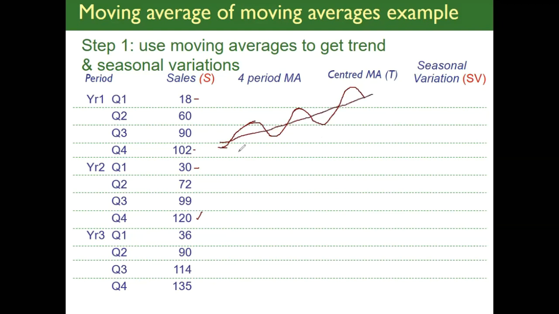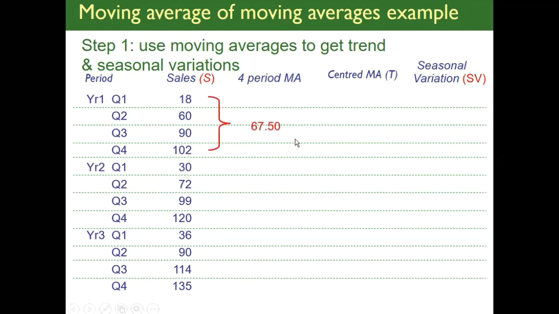But before we do that, we need to find our moving average of moving average. Since it is a 4-period moving average, you will take 1, 2, 3, 4, four quarters, and divide by 4, and you get 67.50. If you notice, it comes on the line in the middle of quarter 2 and quarter 3. So this number 67.50 is not appearing in front of any specific quarter. It is appearing somewhere in the middle. And that tells us that we need to find the centered moving average.